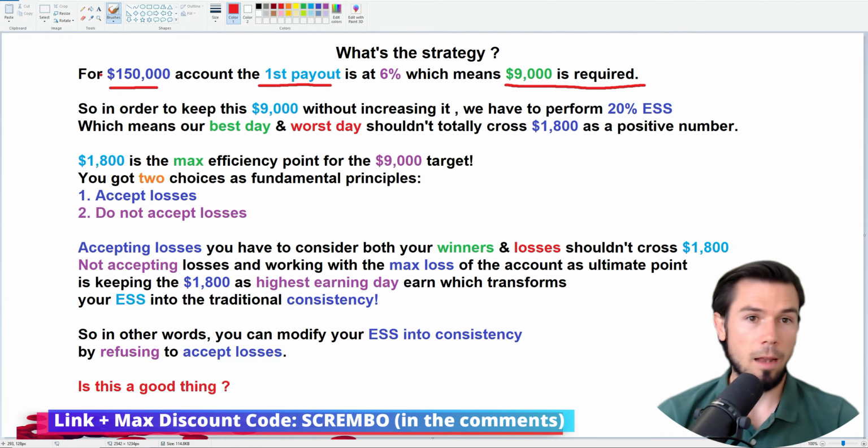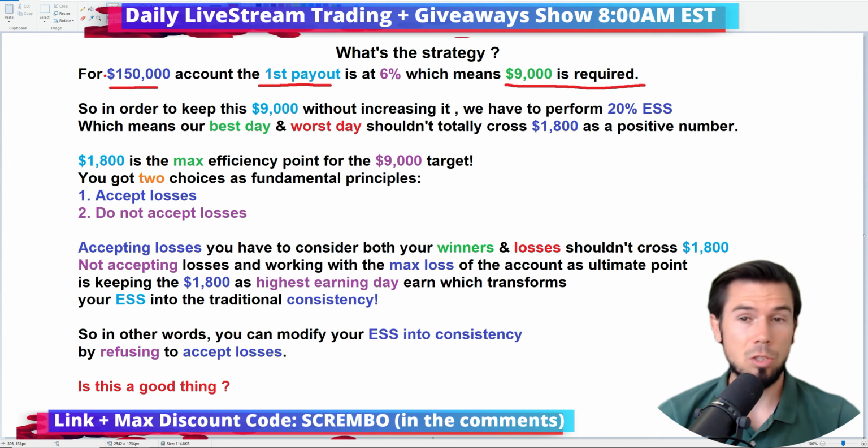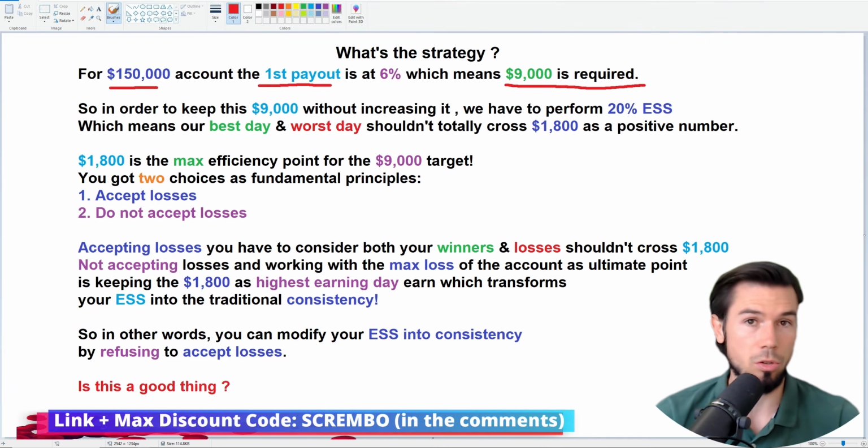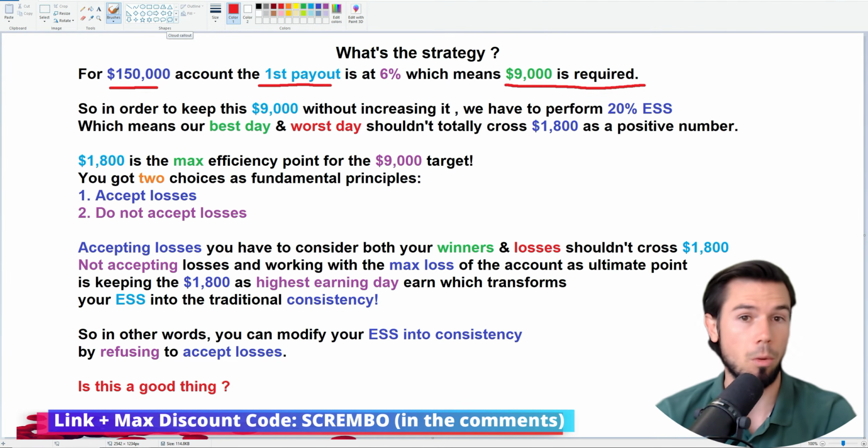So in order to keep that 9,000 without increasing it, because what happens if you don't do your numbers, then in order to have a 20% equity stability score, very likely you will have to do more than $9,000. So you're going to find out why in this presentation with the strategy. Now, in order not to increase that, which means in order not to add additional work, additional risk, and decrease your chances because you haven't done your math correctly. Not because you haven't traded correctly, but because you haven't done your math correctly.